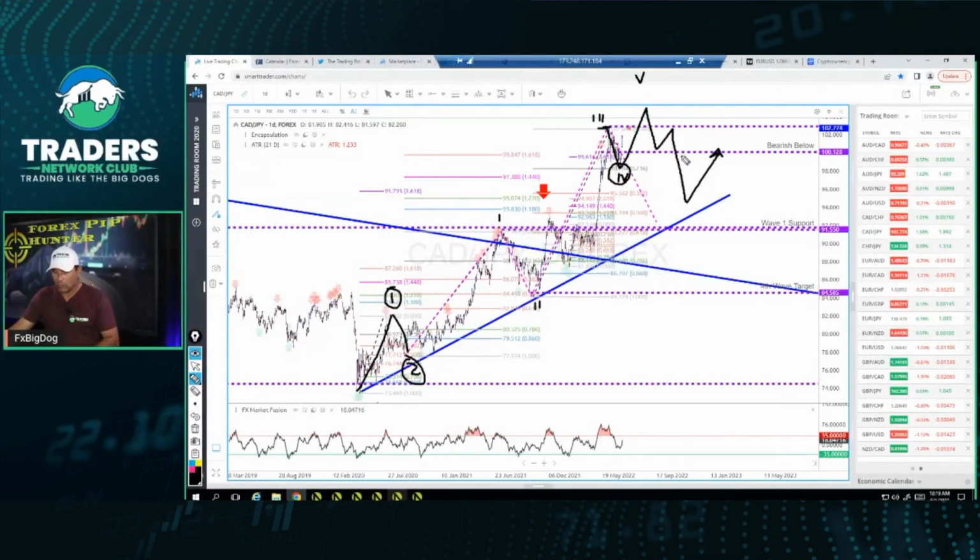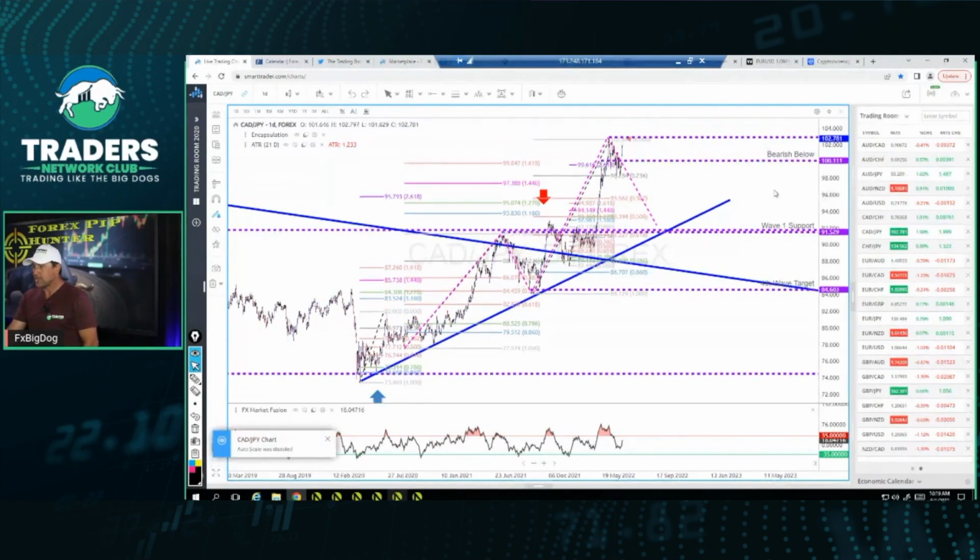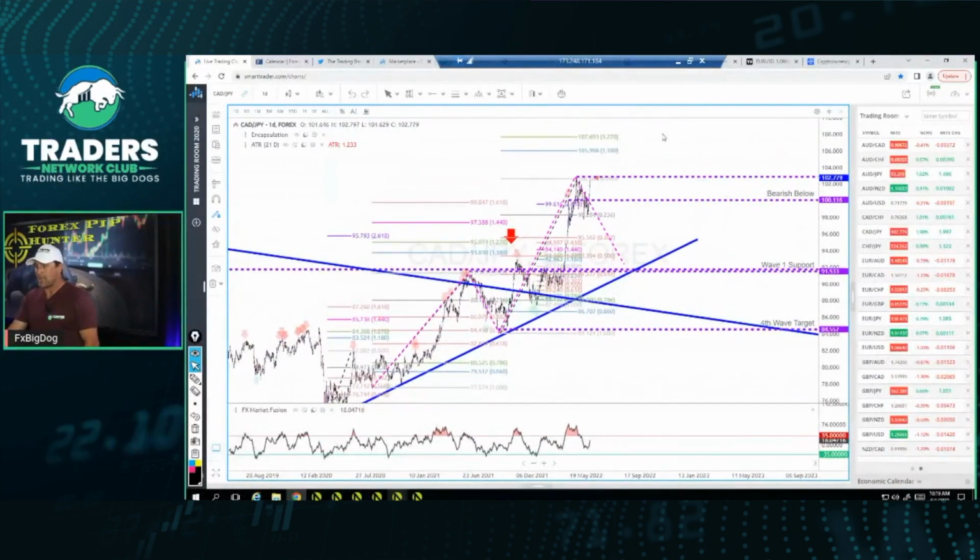So the one thing that we must understand here on this particular setup right here is this rally could very much be a short-term rally. Now, it could be a rally that could stall here at this level.